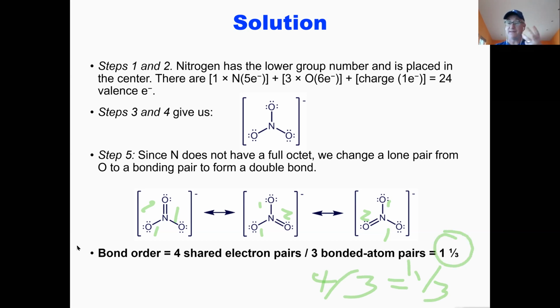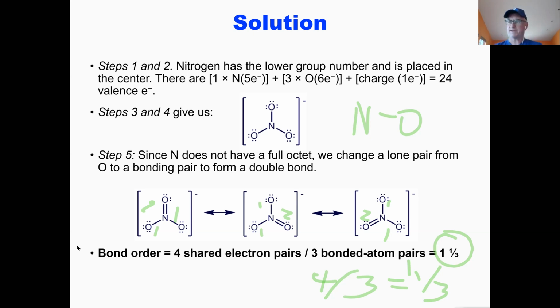So what that means is that the distances between the nitrogen and the oxygens are all the same. And they're all slightly shorter than a single bond, but a lot longer than a double bond. The average is closer to what a single bond would look like than what a double bond would look like. Okay? Does that make sense to everybody?